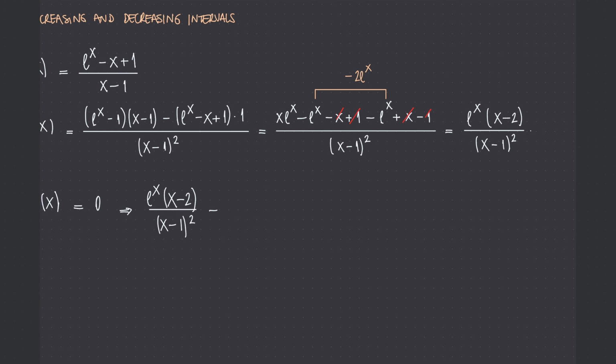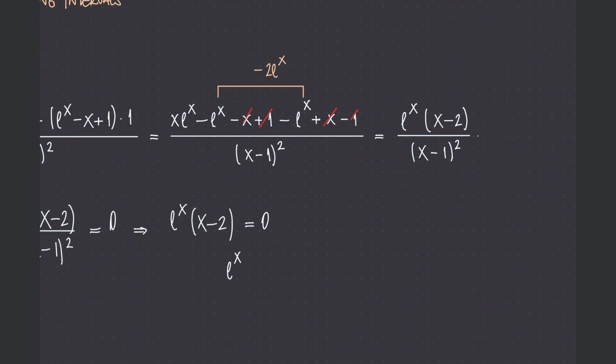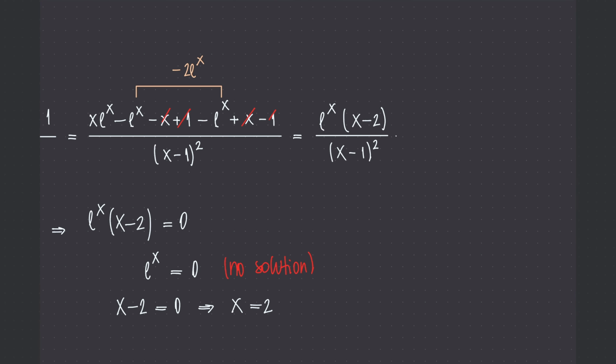So we're going to take this function, f prime, and set it equal to 0. And by cross multiplying (x minus 1) squared, we get e to the x times (x minus 2) equals 0, which we can break down into two possibilities. Either e to the x is equal to 0, which has no solution, or x minus 2 equals 0, therefore x equals 2. So this is a critical point or stationary point.